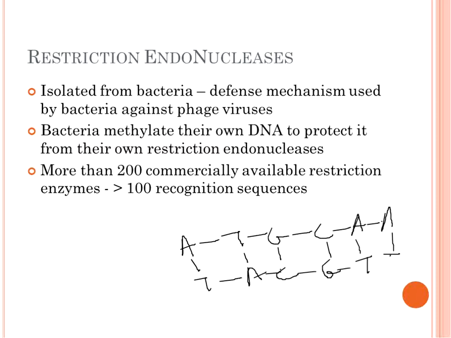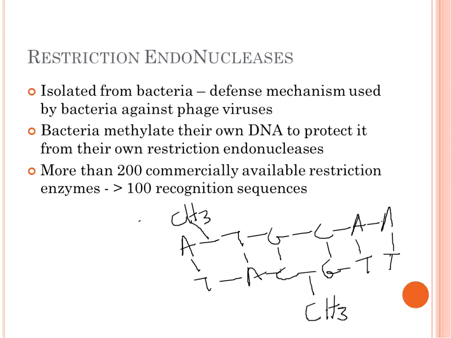Okay, so this is my double-stranded DNA. What the bacteria do is they actually attach methyl groups. A methyl group is a CH3 group. Two parts of the DNA. So this is what we mean by methylation, right? And by attaching these methyl groups to the DNA, these methyl groups protect the DNA from restriction enzymes.